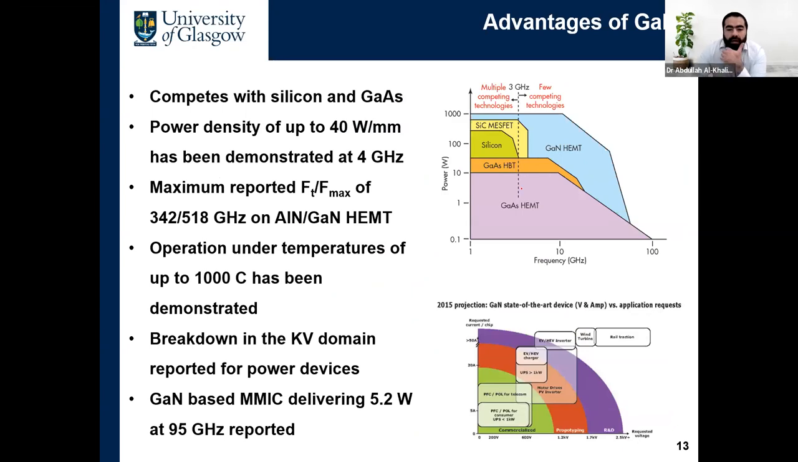So why gallium nitride? Here we see a figure which shows frequency on the x-axis versus power. Below a frequency of 3 gigahertz, we have lots of competing technologies, including silicon carbide and silicon. But once we go beyond 3 gigahertz, we need higher mobility, and only gallium nitride and gallium arsenide provide such frequencies. The advantage of gallium nitride compared to gallium arsenide is the higher current density we get out of the devices. The highest frequency reported for gallium nitride is an fT of 342 gigahertz and an fmax of 518 gigahertz. Operation at temperatures up to 1000 degrees has been demonstrated.